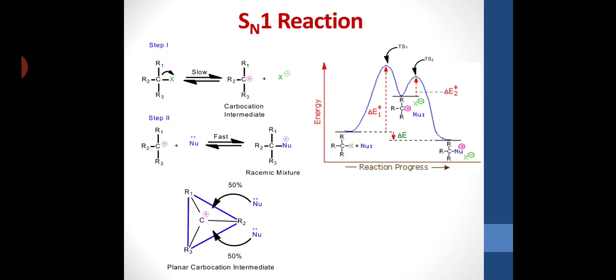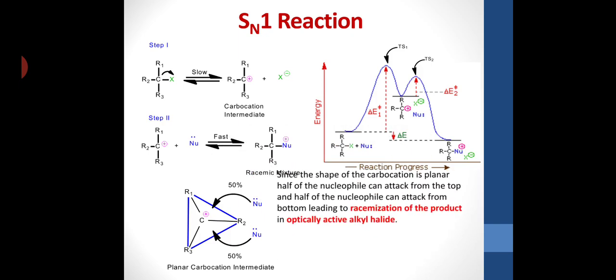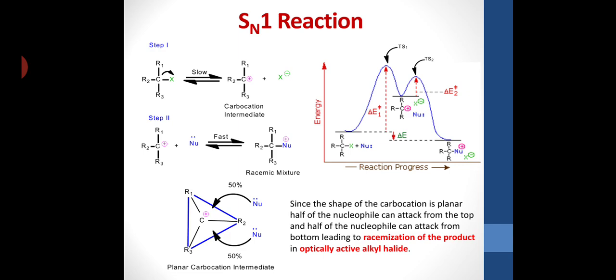The carbocation intermediate formed during the reaction is planar and the central carbon atom is sp2 hybridized. The attack of the nucleophile can take place either from the top or from the bottom, leading to racemization of product in optically active alkyl halides.